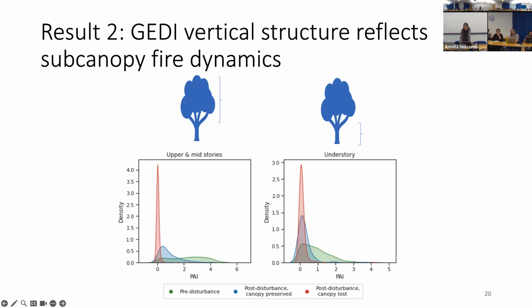Now if we look at post-disturbance, in red, what we have is what happens to plant area if the fire burned out the canopy and the understory. You can see here, both of those distributions are really narrowly centered at 0. So basically everything is lost. But then in blue, we have those samples that I highlighted before where the canopy was preserved. You can see that the understory plant area, which is on the right, is mostly lost, just like in the complete loss case. But the upper and mid stories over here on the left have this diminished but non-zero plant area. So GEDI is showing us these sub-canopy changes in forest structure and non-deforestation disturbances.